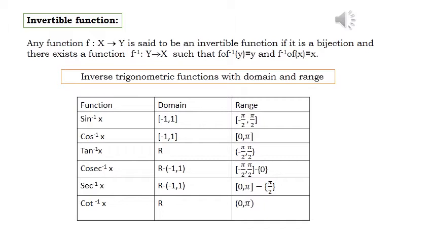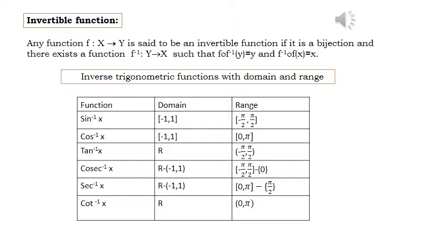Any function f mapping from X into Y is said to be an invertible function if it is a bijection and there exists a function f inverse mapping from Y to X. We are interchanging such that the two types of composition hold: f composed with f inverse of y equals y, which is the identity function on the set Y. The second one, f inverse composed with f of x equals x, is also an identity function on the set X.